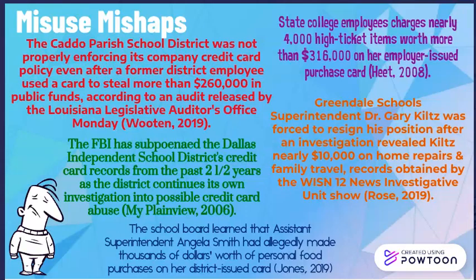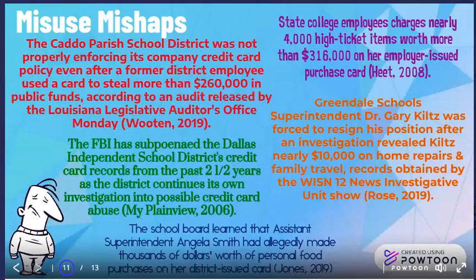Then we have Greendale School Superintendent Dr. Gary Klutz, who was forced to resign his position after an investigation revealed that Klutz stole and used nearly $10,000 on home repairs and family travel, records obtained by the WISN 12 News Investigative Unit show. And lastly, the school board learned that Assistant Superintendent Angela Smith had allegedly made thousands of dollars worth of personal food purchases on her district-issued credit card.